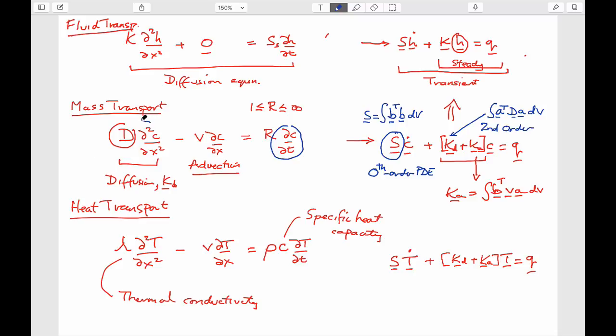In other words, this term here. So second order, zeroth order, and this is first order. And the first order one, it looks exactly like this.